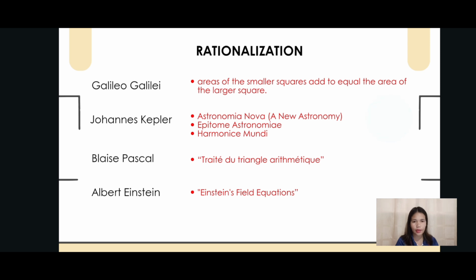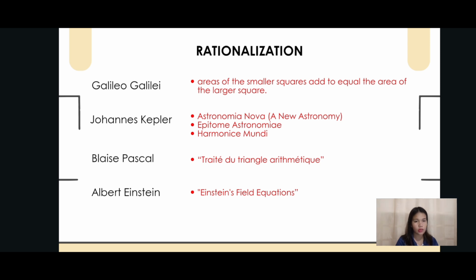Galileo Galilei introduced that the areas of the smaller squares add to equal the area of the larger square. Johannes Kepler wrote Astronomia Nova, or New Astronomy, the Epitome Astronomiae, and Harmonices Mundi. Blaise Pascal wrote the Traité du triangle arithmétique. Wait for a while. So it is his most influential book, which is also known as Pascal's Triangle.